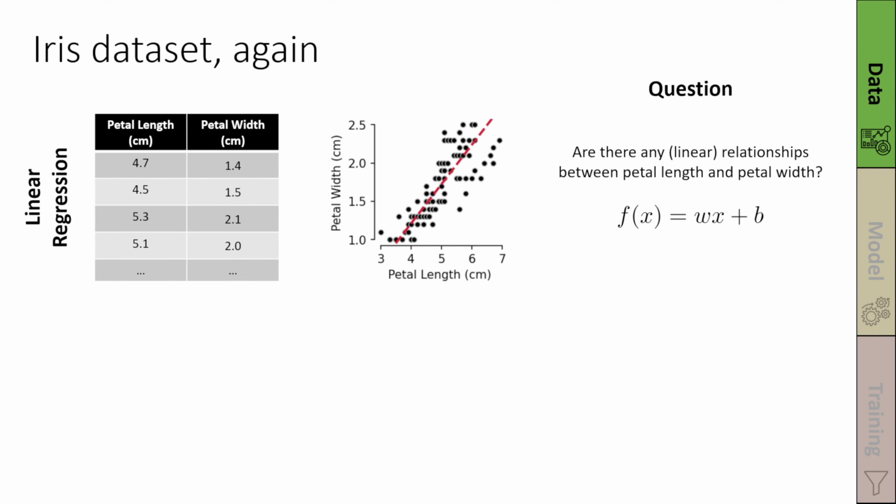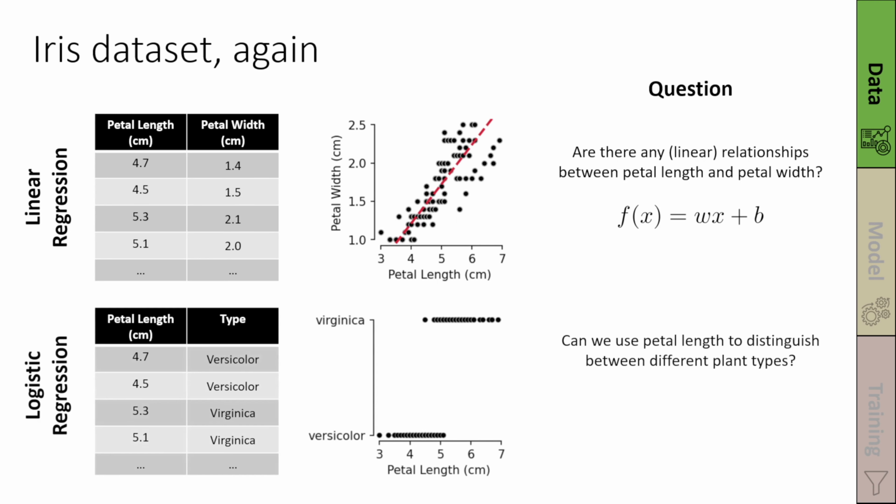In the previous section, where we talked about linear regression, we had two features, petal length and petal width, that are both continuous variables and can take on any real number. And we wanted to know whether there is a relationship between these two features. So, looking at the data, we decided to go with a linear model that took the form of wx plus b. And now we are asking a different question, which is whether we can use petal length to distinguish between different plant types. So as input, we have the petal length, which is a continuous variable, but as output, we only have two possible outcomes, either versicolor or virginica.